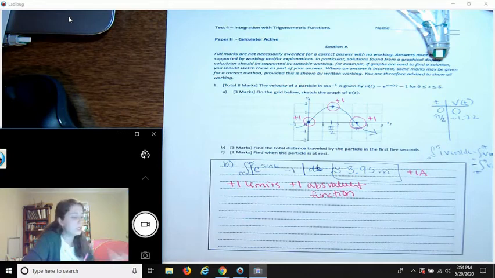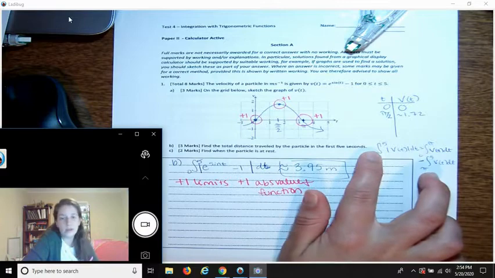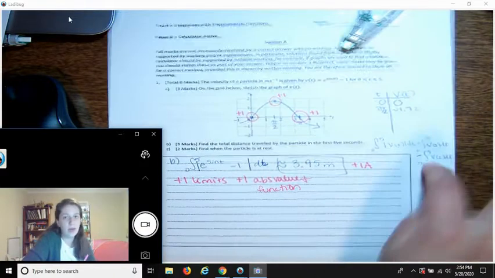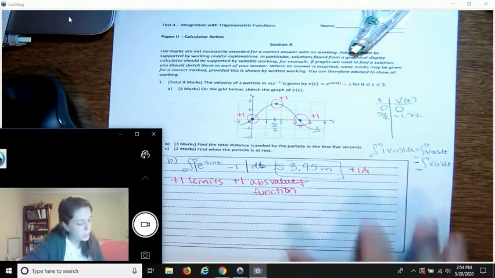Your 3 marks. If you set it up this way, you would give yourself like 1 mark for this one, 1 mark for that one, okay? With the limits of integration being exactly as they are on my paper. Okay, so that's part B.